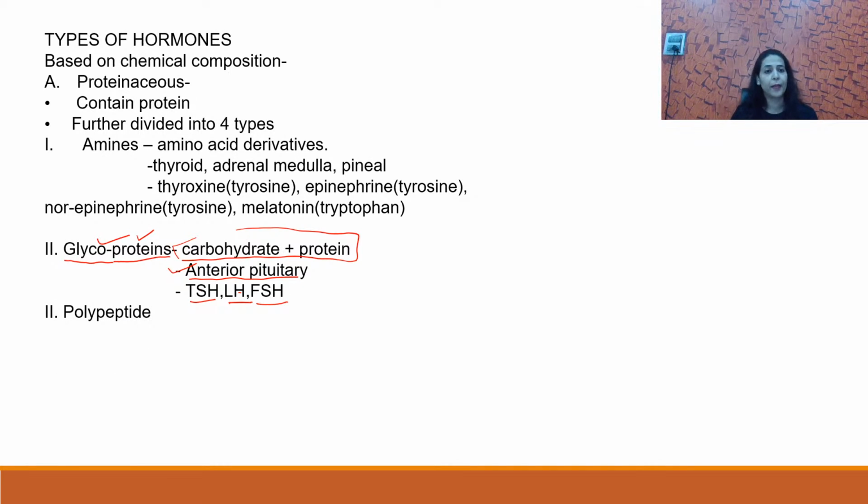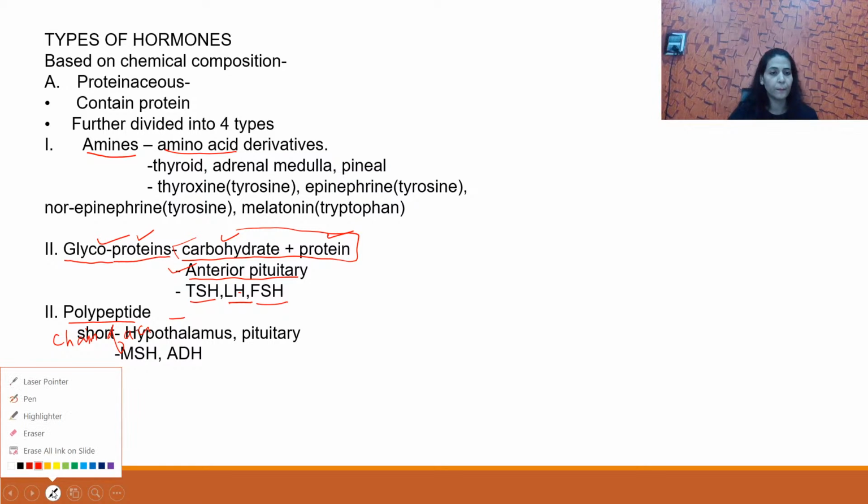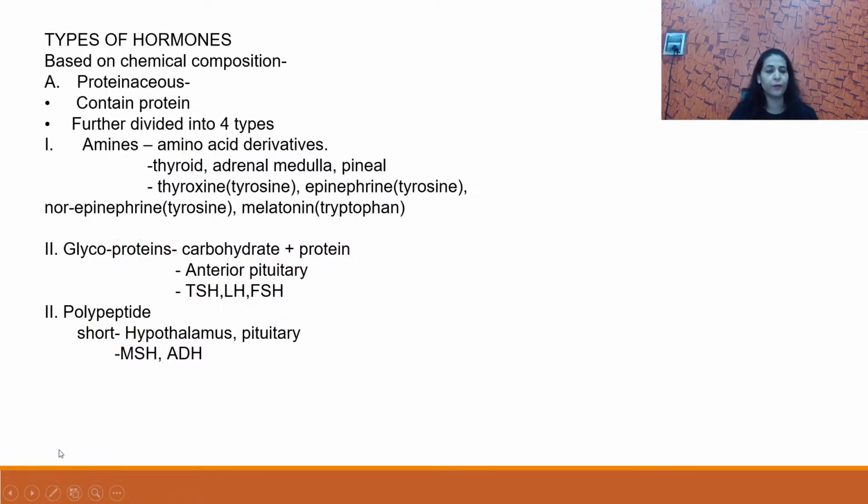All right, polypeptide, right? See, here we talked about only amino acids. They're derived from amino acids. Here we are talking about carbohydrates plus proteins. Here we are talking about the chain of amino acids, right? Now that chain of amino acids could be short. Okay, I'll remove all the ink things from here.